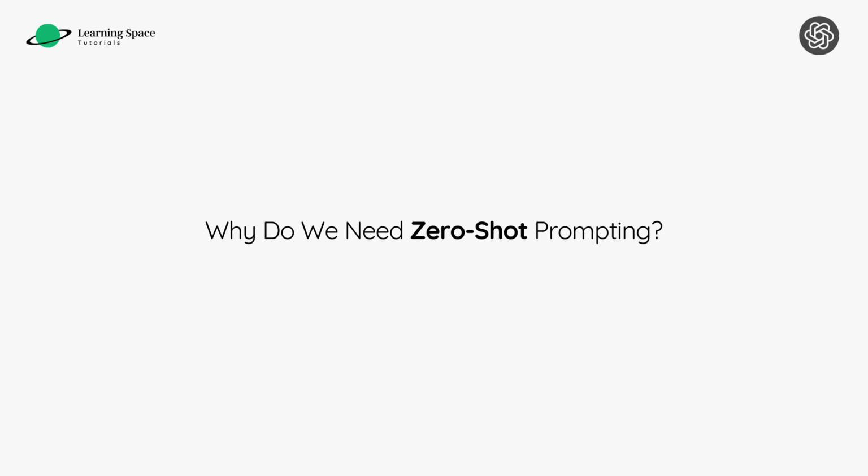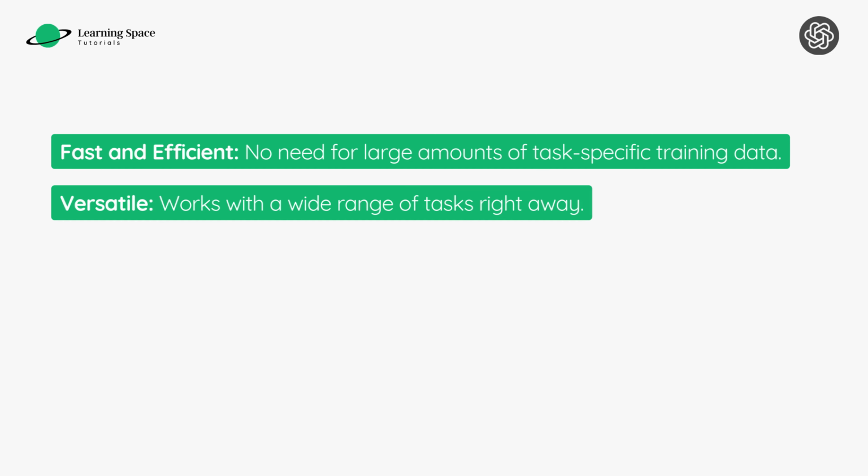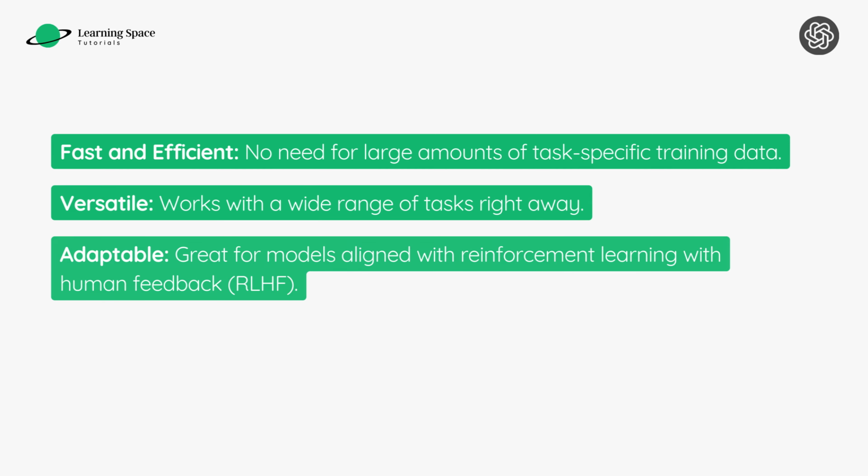Now, why do we need zero-shot prompting? First thing, it's fast and efficient. No need for large amounts of task-specific training data. Versatility: it works with a wide range of tasks right away. Adaptability: it is great for models aligned with reinforcement learning with human feedback.